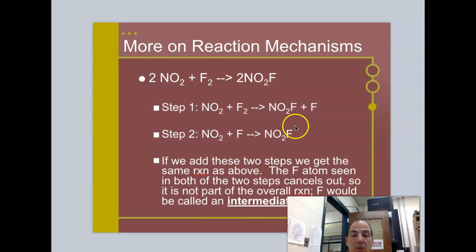Okay, so what about that fluorine then? Sometimes when we look at the overall reaction, we know that there are other things being formed in between that just aren't part of the overall reaction, okay? And those are called intermediates. So going back to the propane one, there would be, I'm sure, many different intermediates formed as the propane starts colliding with one oxygen and then another and so on and so forth.